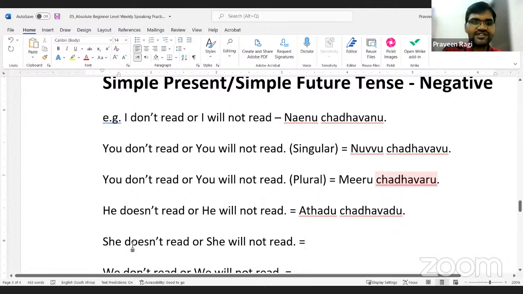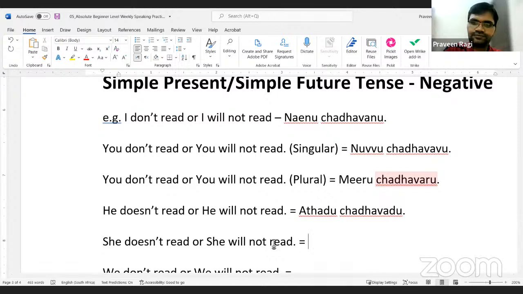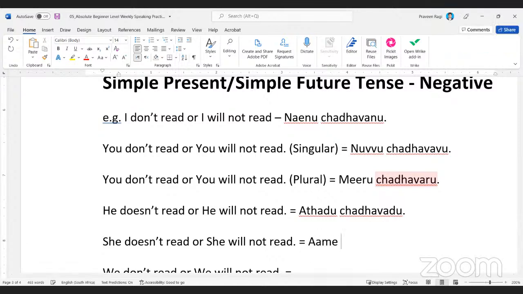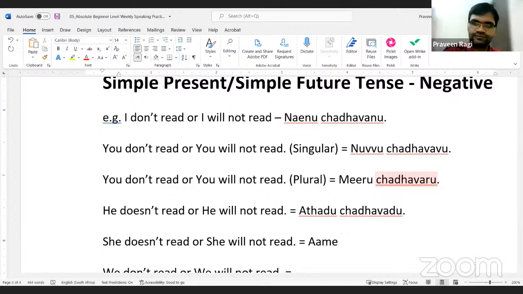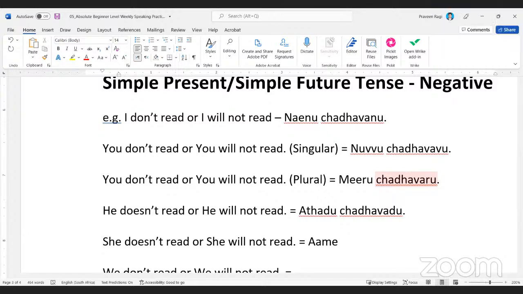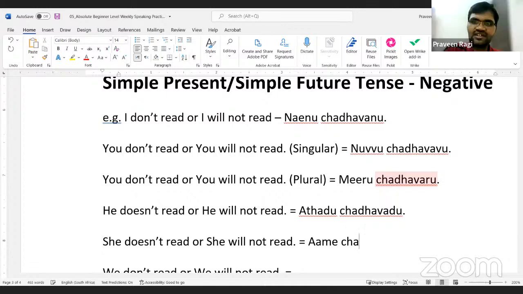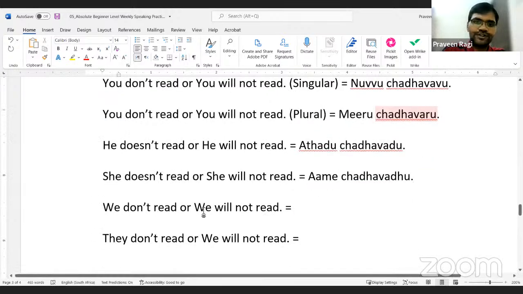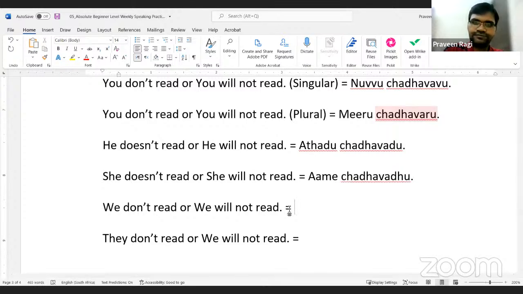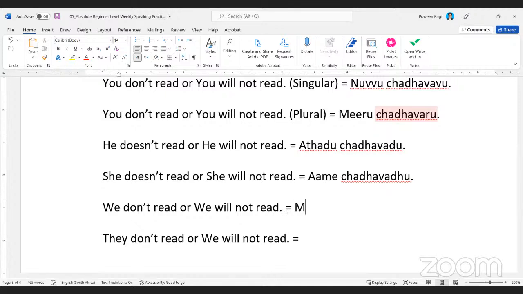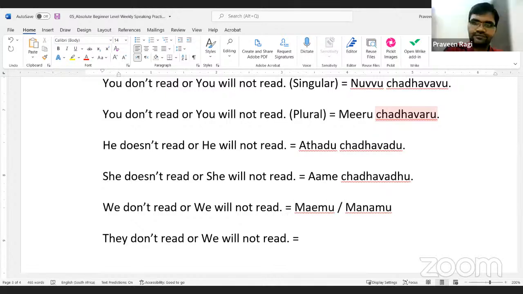Okay, try this one. She doesn't read or she will not read. Ame chadavadu. Yes, exactly. Ame chadavadu. Next we have, we don't read or we will not read. Memu or manamu chadavamu. Yes, memu or manamu chadavamu.